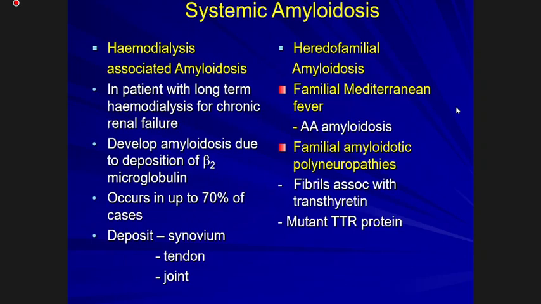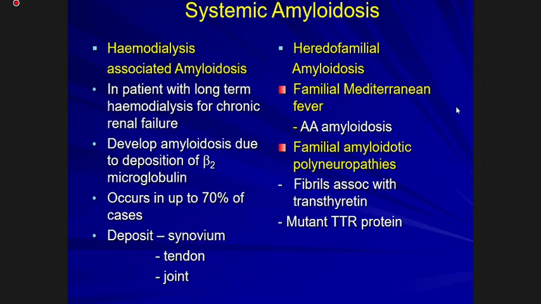But we still test for beta-2 microglobulin in a patient with chronic renal failure. It can occur in up to 70% of cases of chronic renal failure. The beta-2 microglobulin, in its fibrillar form, can be deposited in your soft tissue, your joint, your synovium, your tendon. It is associated with carpal tunnel syndrome.